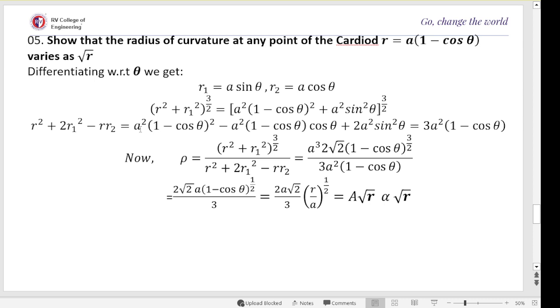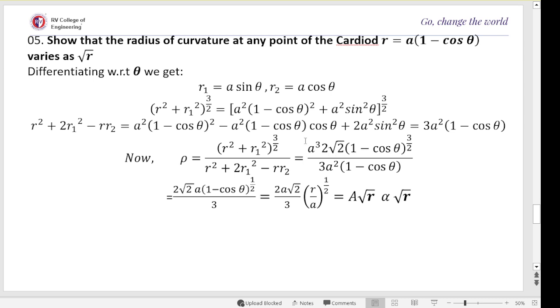If I substitute r, a square (1 minus cos theta) square plus 2r1 square, that is 2a square sine square theta, minus r into r2. R is a into (1 minus cos theta), r2 is a cos theta. So a square (1 minus cos theta) cos theta. Expand (1 minus cos theta) square, multiply, and you will get 3a square into (1 minus cos theta). Substitute in the formula, what will you get?